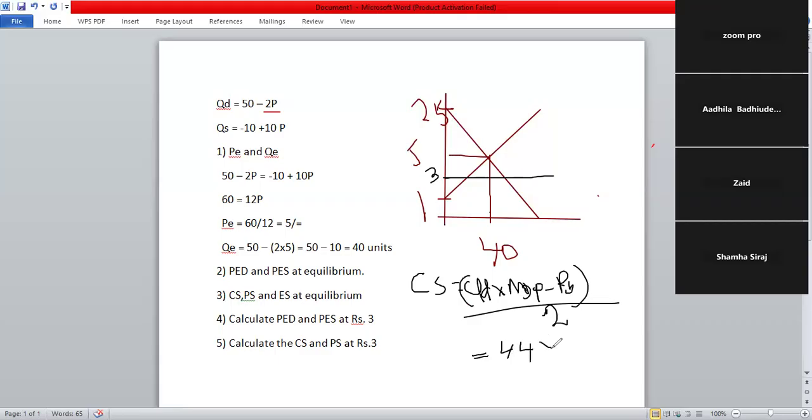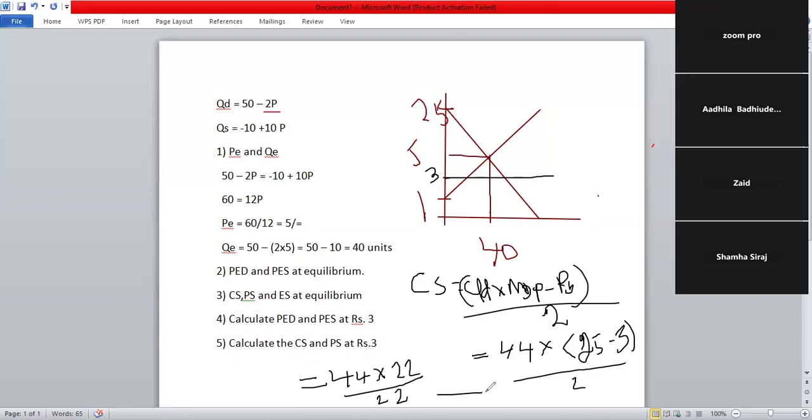So 44 into maximum demand price, which is 25. Buyer's price is 3. That means at 3 rupees, 25 minus 3 over 2. Therefore, 44 into 22 over 2. And you can get the answer for that. Method is clear, no? QD into maximum demand price minus buyer's price over 2.